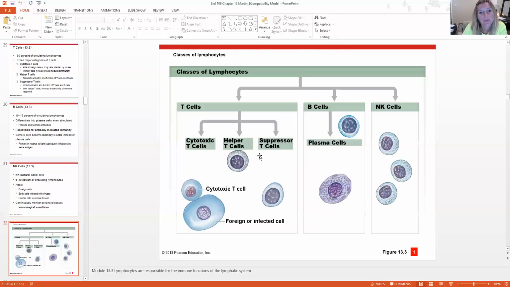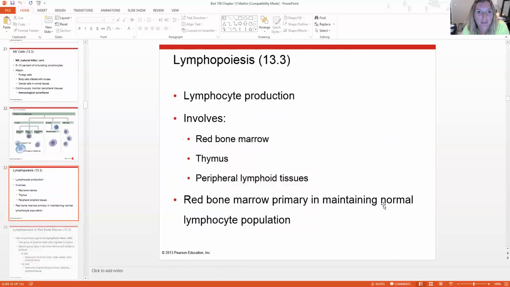So here you see the different classes of lymphocytes: T cells, B cells, natural killer cells, and then the 3 types of T cells, B cells differentiating into plasma cells, and then of course our natural killer cells are all pretty much the same.